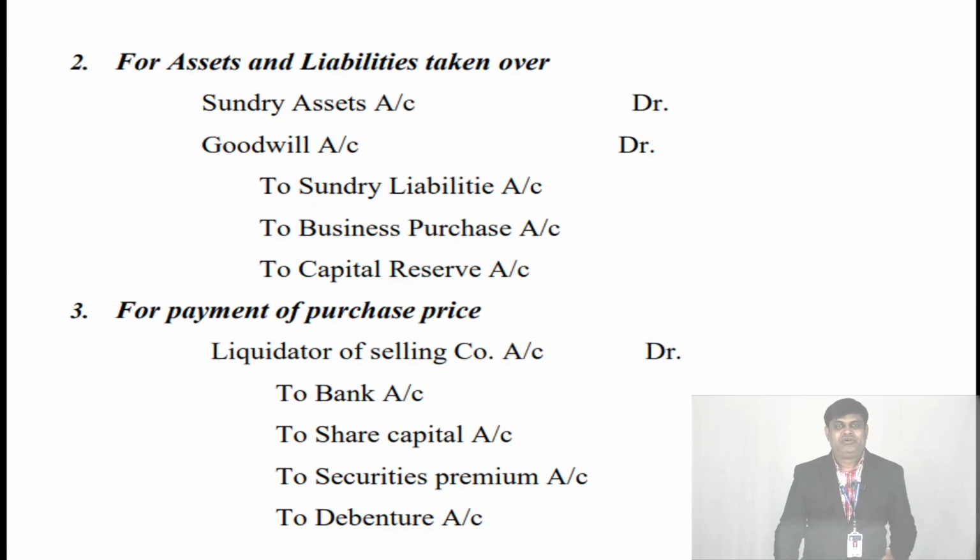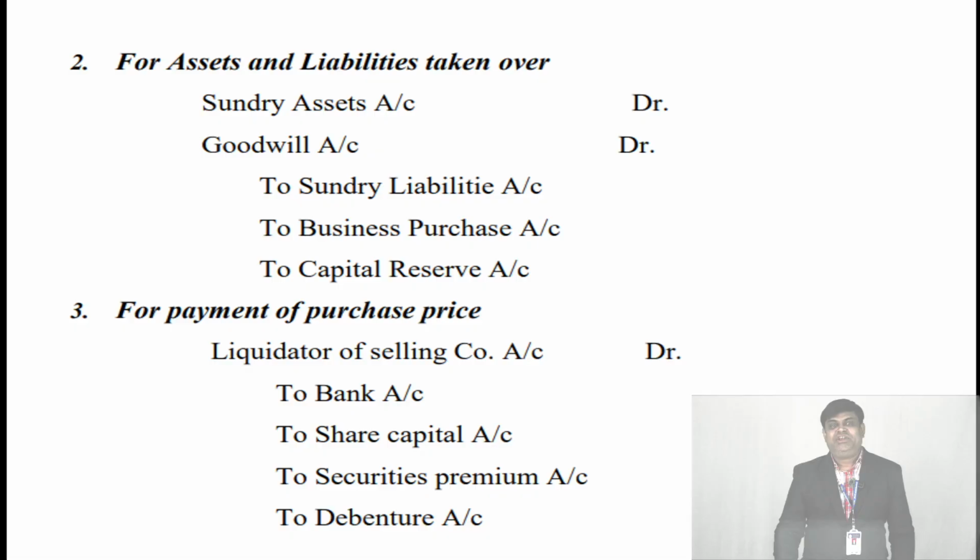Now, the first entry was for business purchase, and the second entry was for net assets and liabilities acquired or taken over, which are brought into the business of the purchasing company. Now the third entry is for payment of purchase price. Of course, business consideration payable was due in the first entry. Now it's our duty to pay that purchase consideration.